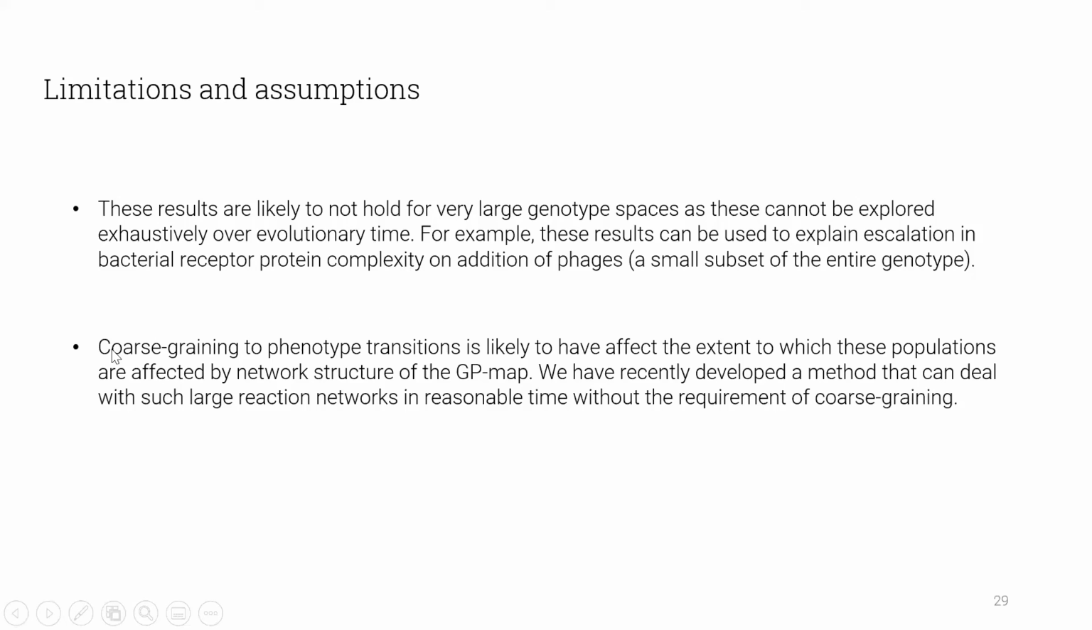The second part is that the coarse graining to phenotype transition takes away some of the structure of the network, because you are going from a genotype transition matrix to a phenotype transition matrix. You might be taking away some part of the network structure. And we have recently stumbled upon a way to prevent this from happening. So we have found a way to simulate each individual genotype now, and we will be working on that soon.